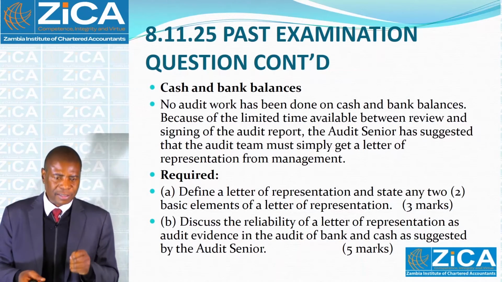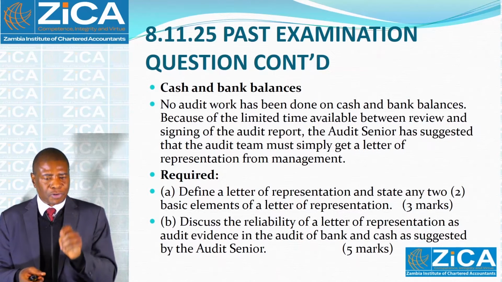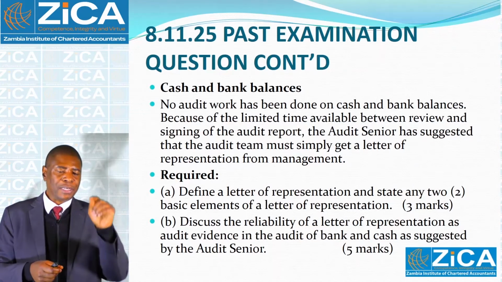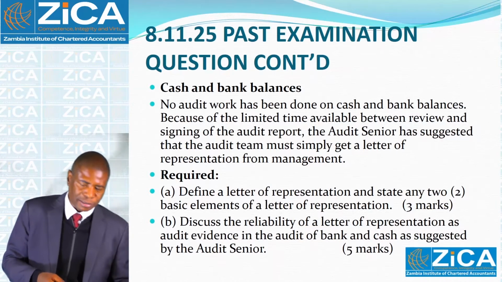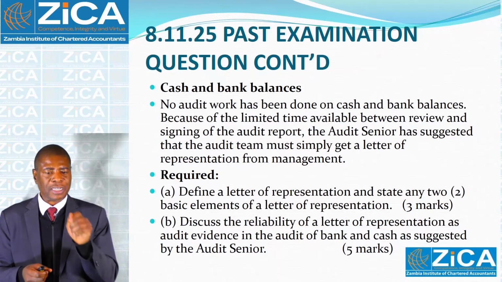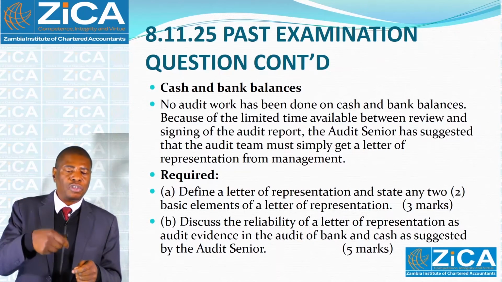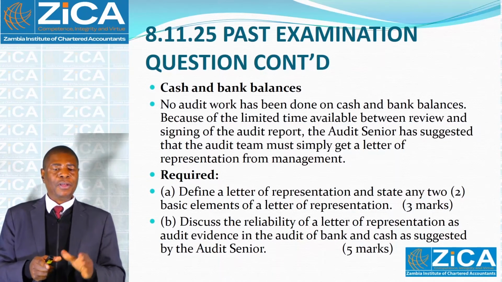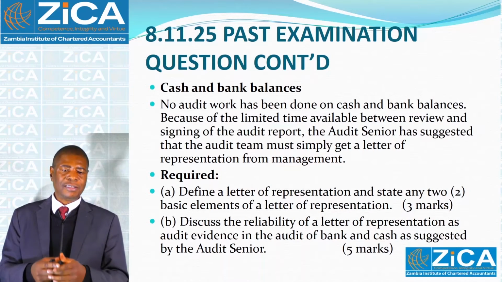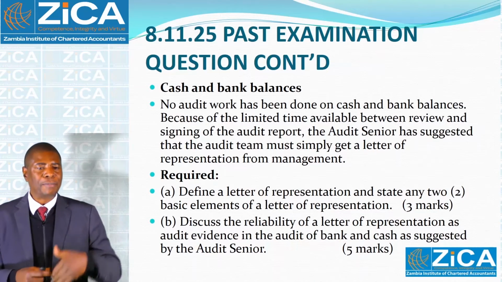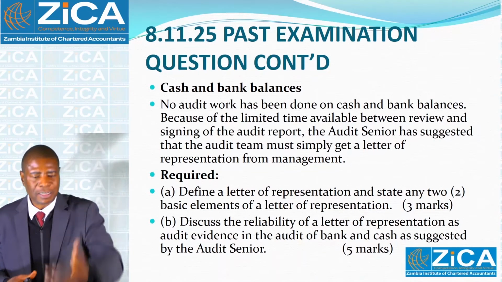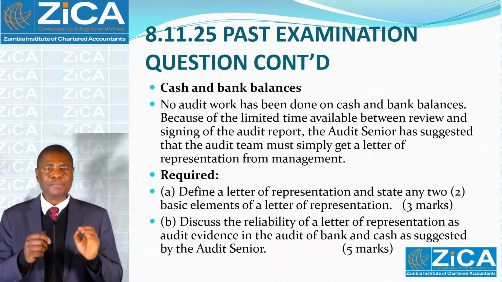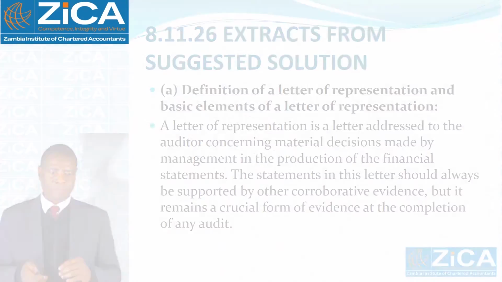Okay, so reliability. Now, that letter of representation is coming from management. And make sure that is appreciated. Management is an interested party. They may be telling lies. Now, you cannot use a letter of representation as evidence in the audit of bank and cash. No, because that's what the audit senior suggested here. Audit of bank and cash, they are facts. As an auditor, you can go to the bank itself and get the bank letter. If you need a statement, get statements from there. So it's always important that you distinguish when letters of representation may have some levels of reliability.